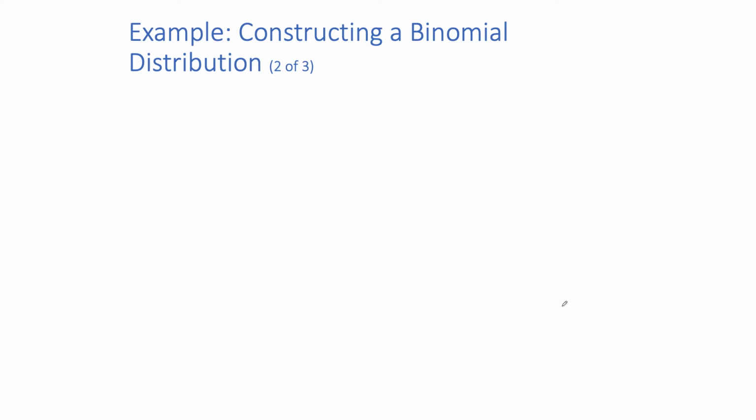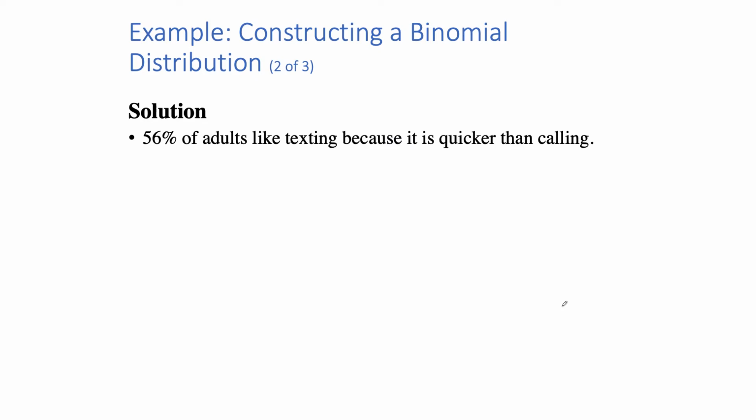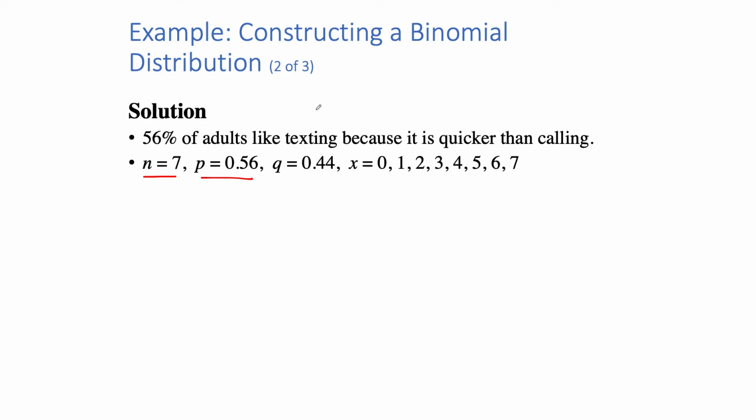Okay. So if I had to construct a binomial probability distribution, this is how I would go about it, right? First, 56% of adults like texting because it's quicker than calling. So if I had to write down what's going to happen, I'm going to talk to 7 adults. So I'm going to conduct 7 trials. The probability that any of these trials is successful, where I get this particular response, which I'm calling a success, is 56% or 0.56. If the probability of success is 0.56, then the probability of failure is 1 minus 0.56 or 0.44, right?